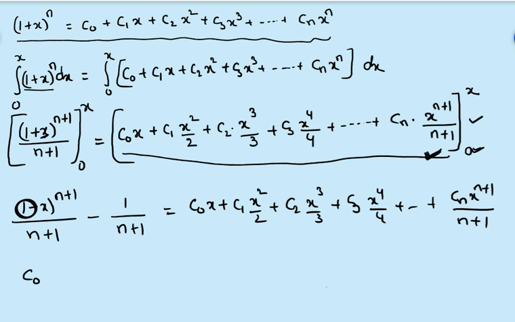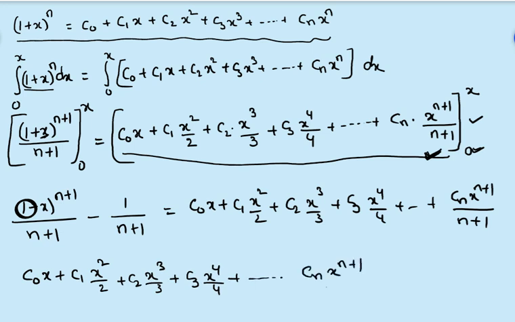So we got c0 x plus c1 into x square by 2 plus c2 into x cube by 3 plus c3 into x power 4 by 4 plus and so on plus cn into x power n plus 1 divided by n plus 1 is equal to 1 plus x whole to the power of n plus 1 minus 1 divided by n plus 1, right?